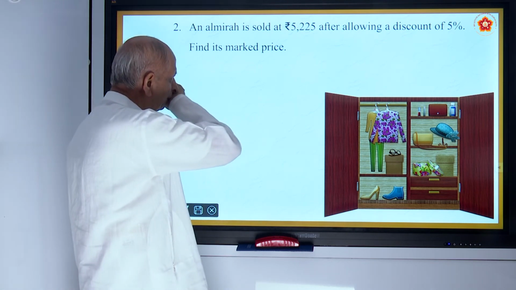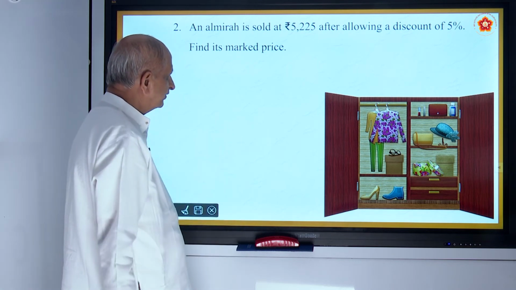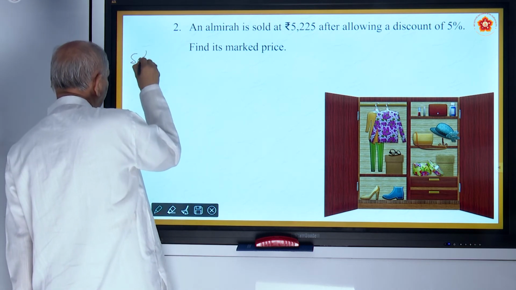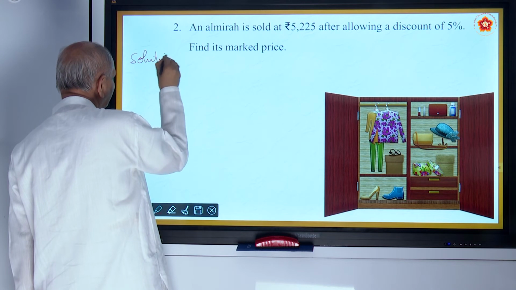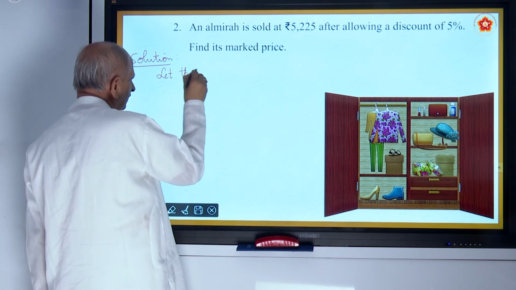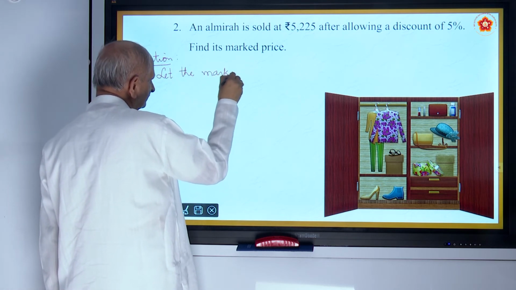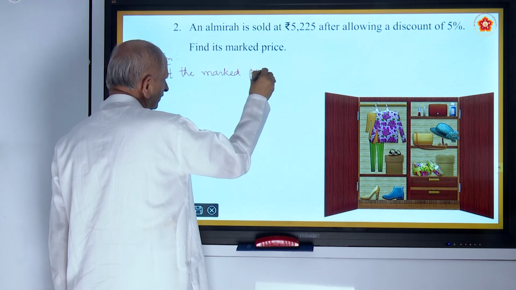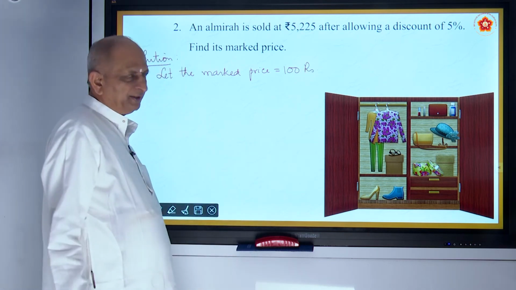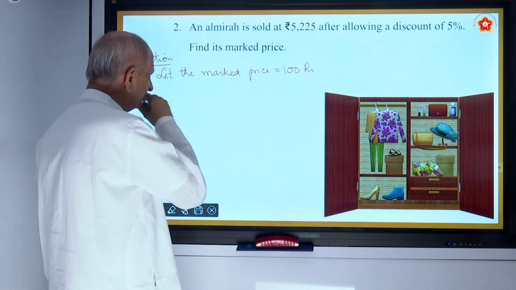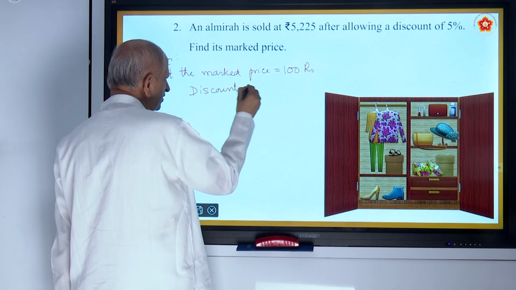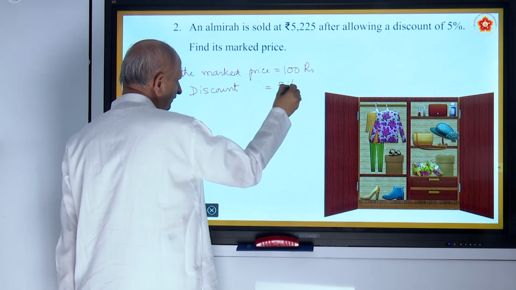So selling price is given and discount percentage is given. So market price you don't know. So let us take it as 100 rupees. Let the market price be equal to 100 rupees. When it is not known, you can take it as X also, or you can take 100 also. As it is percentages, it is easy with 100. That's why the discount is 5%. For 100 it is 5 rupees.